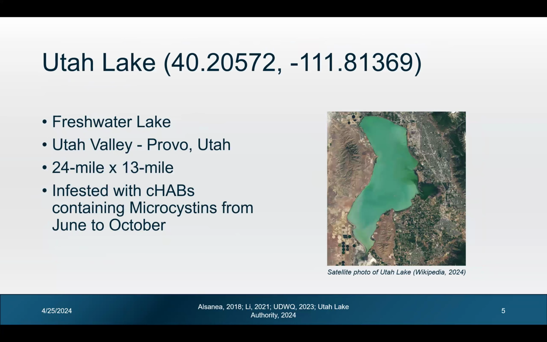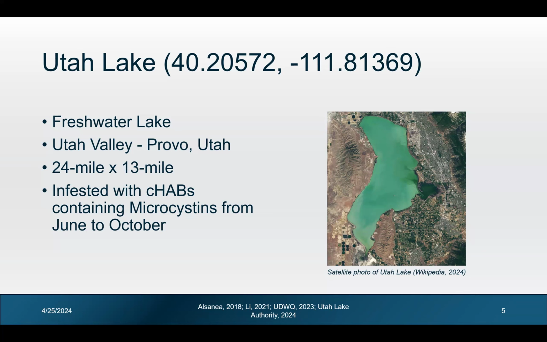Now, to take things closer to home, here is Utah Lake, which is a freshwater lake in Utah Valley near Provo, Utah. It's pretty big. It's the third largest lake in Utah and one of the largest natural freshwater lakes in the western U.S. By itself, it's about 24 by 13 miles. But one of the important things to note is that during the summer months, from approximately June to October, it has a pretty bad CHAB infestation, particularly with the bacteria that produce microcystin.